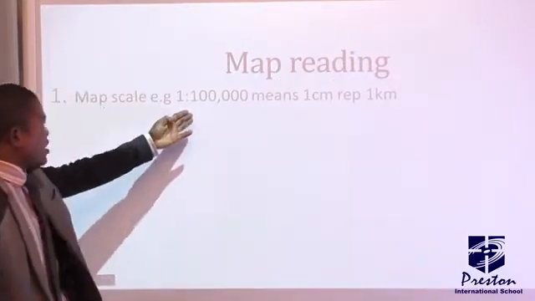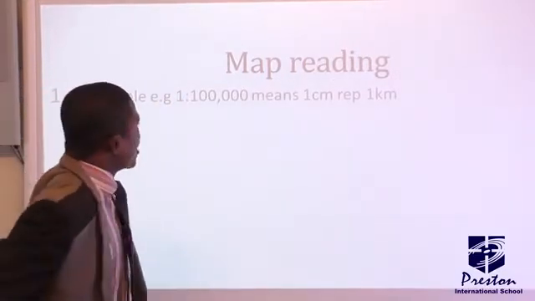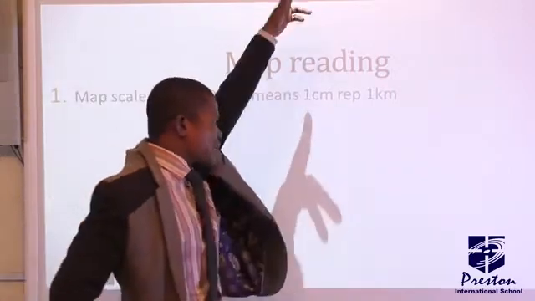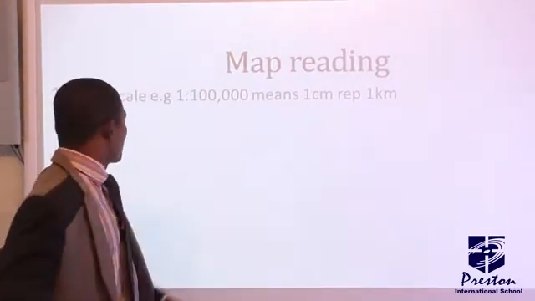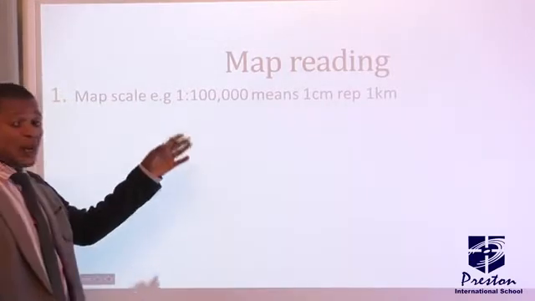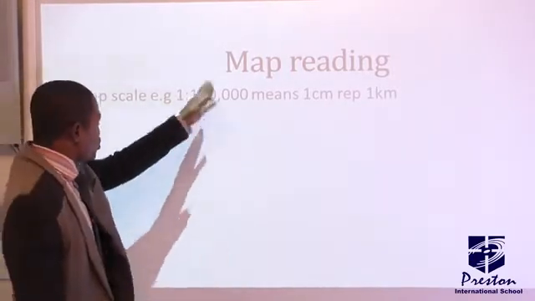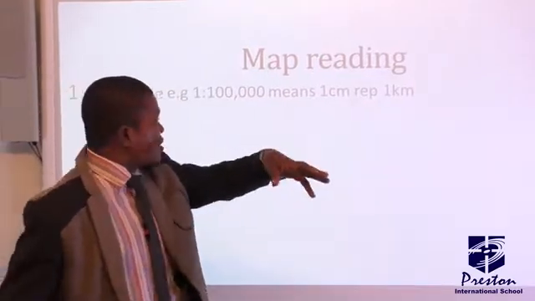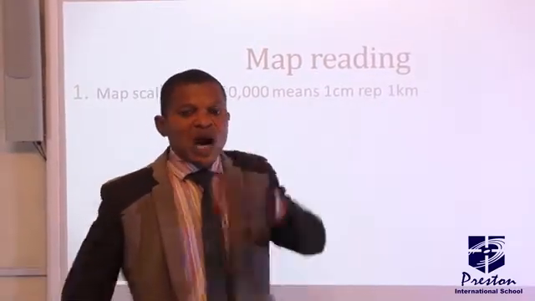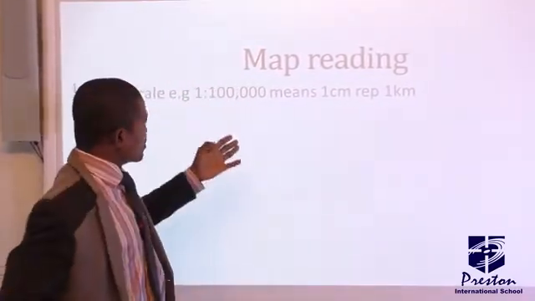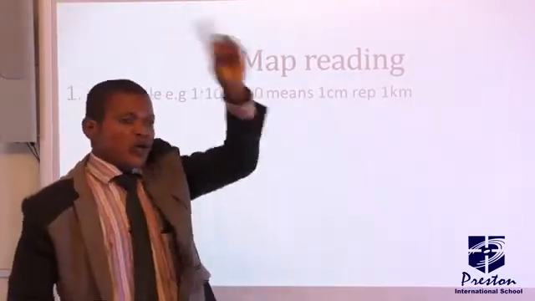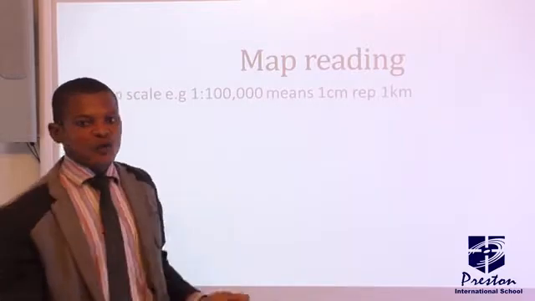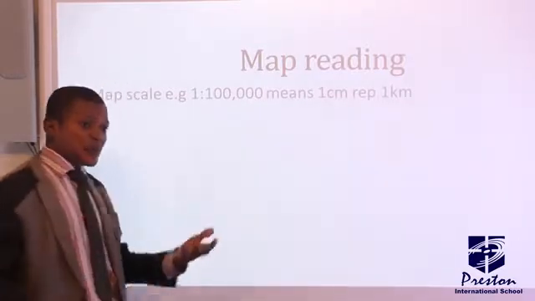For example, look at this scale. 1:100,000 means 1 centimeter on the map represents 1 kilometer on the ground. That's the scale, so please take note of that. And 1:50,000 means 1 centimeter on the map represents half a kilometer. Since 1 kilometer is 100,000 centimeters, 50,000 is half of that. So that is how to interpret the scale of a map.